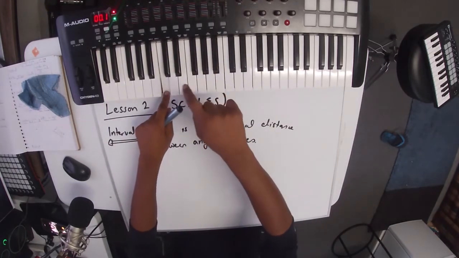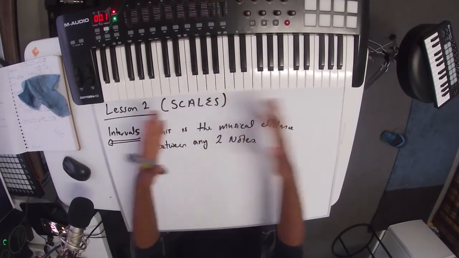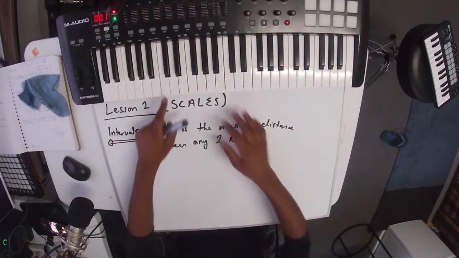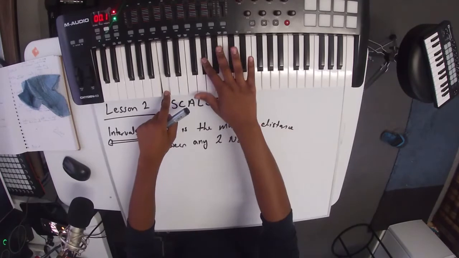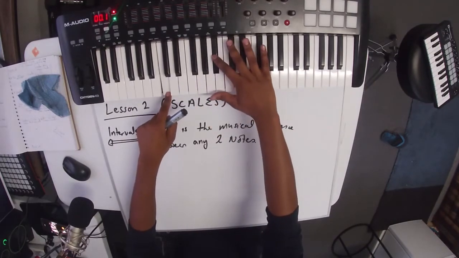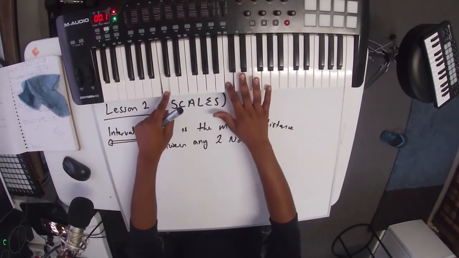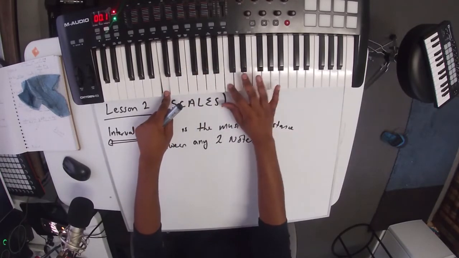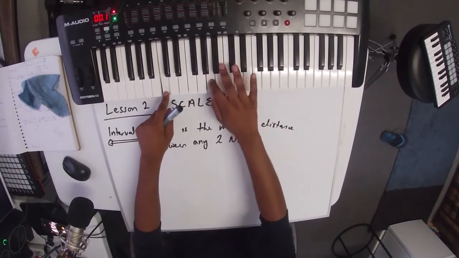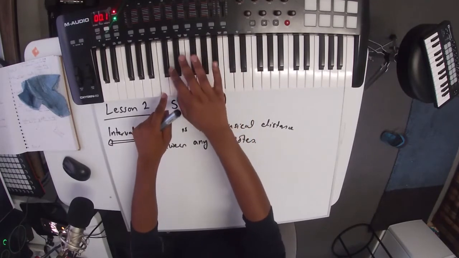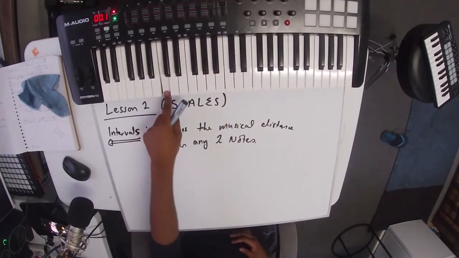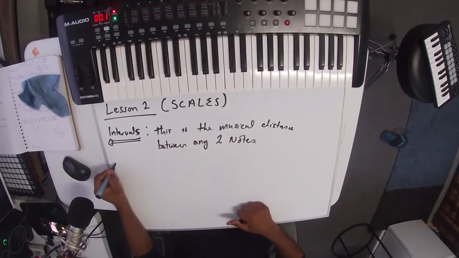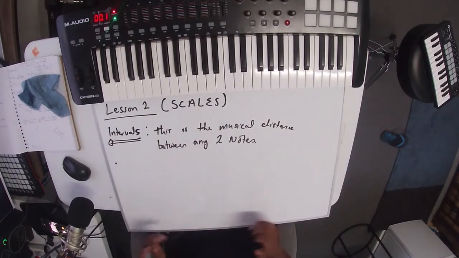As I increase the distance, the interval becomes bigger. That's an interval. That's an interval. So when these two notes are pressed at the same time, there's an interval. And then now the interval is getting smaller. So there are actually a lot of intervals that are there.